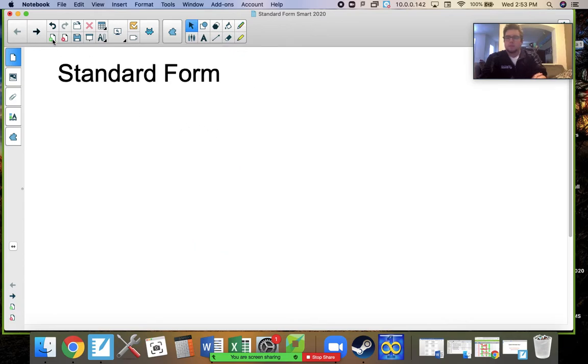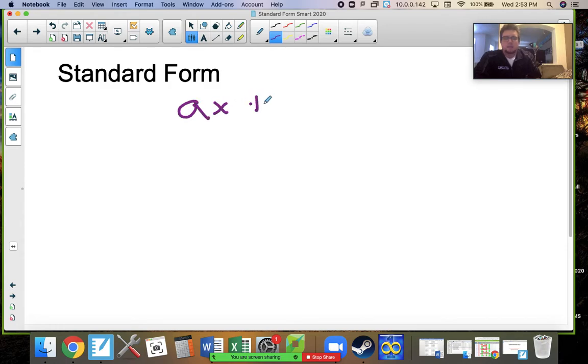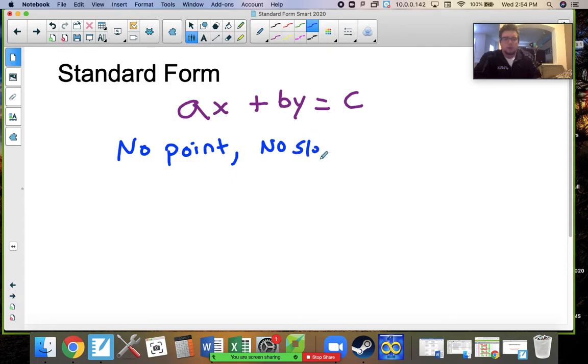All right. So standard form is ax plus by is equal to c. And the problem with standard form is that nothing about this form gives us points. We don't get a slope. We don't get an intercept. We basically get nothing from it. All we know about this form is that it is linear, that it's a straight line.